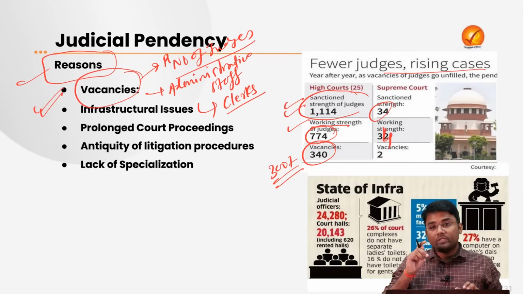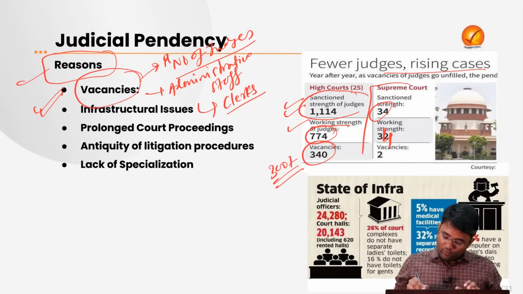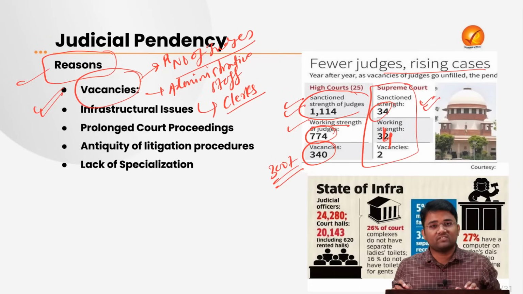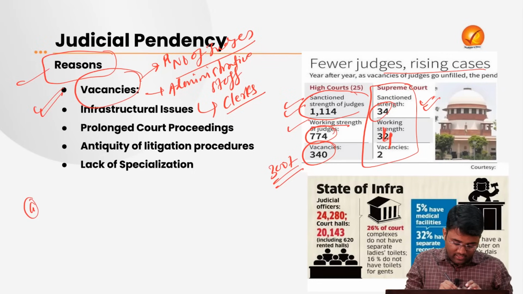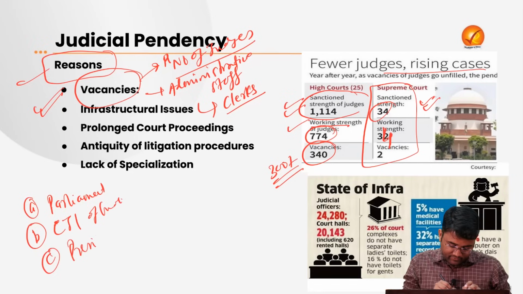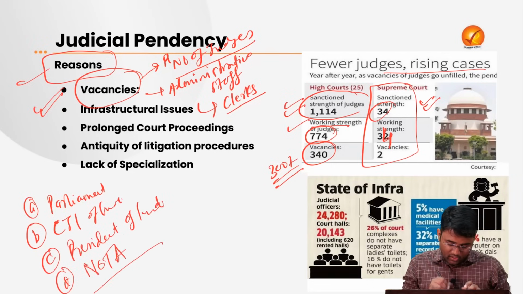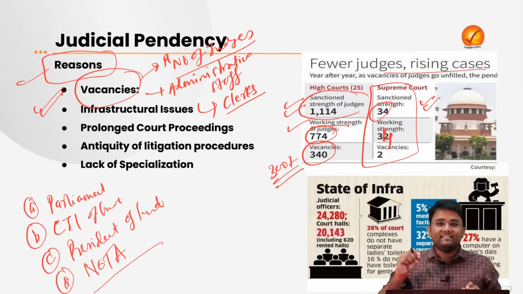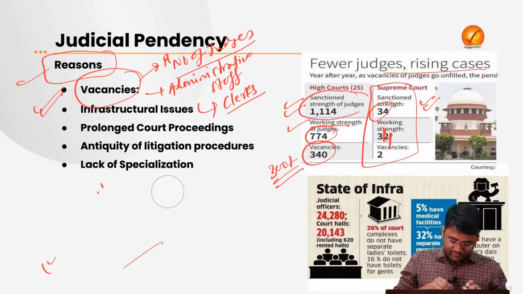Now, I want to ask you a question. If we want to increase the sanctioned strength of the Supreme Court of India, who has the authority to increase the strength of judges in India? I will give you four options. Option A, Parliament; option B, the CJI of India; option C, President of India; or D, none of the above. So comment your answers in the comment box.